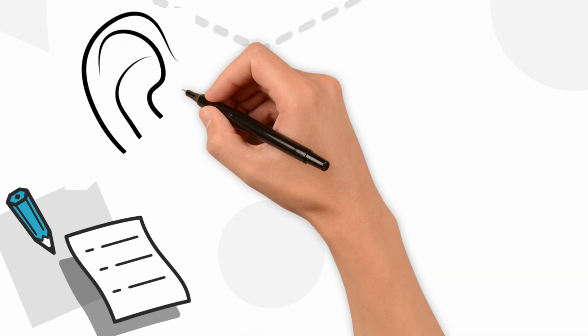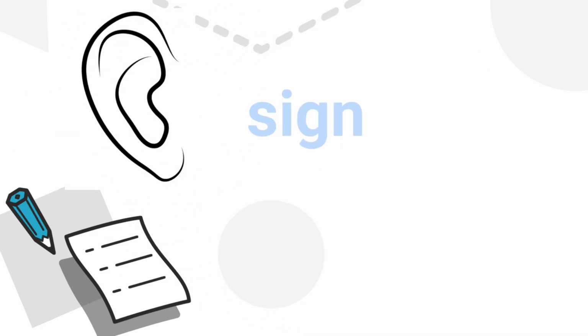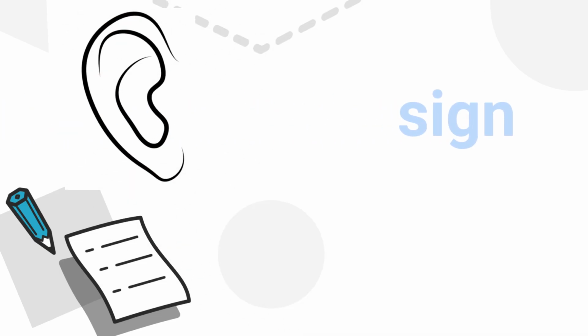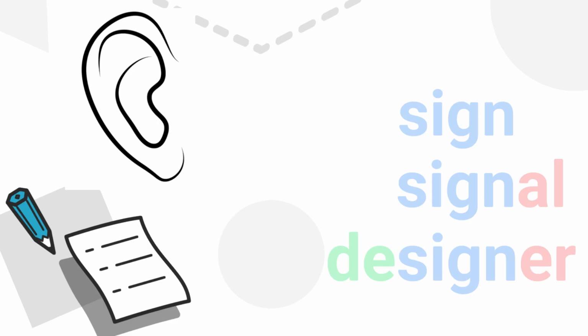In sign, the S represents an unvoiced S, the I is a long I, and the G is inaudible. In signal, the I shifts to a short I, and we can hear a G in this two-syllable word. And in designer, the S shifts from an unvoiced S to a voiced Z.